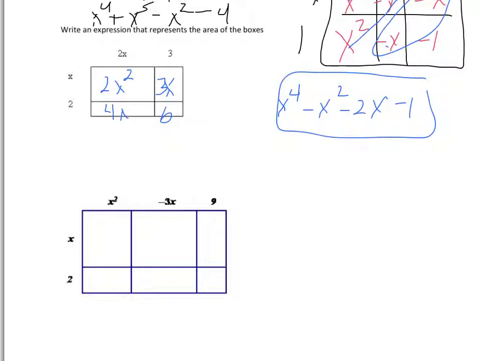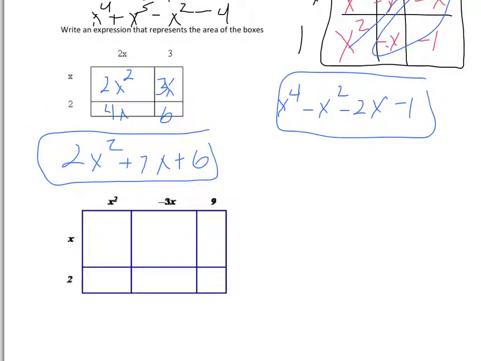So we can think of those as the area of the boxes there. Now when we add these up, we're just combining like terms. So we have 2x squared plus 7x plus 6. That's our polynomial there. Now, when we move to this next one here, you know, same thing. We can think of these as area.